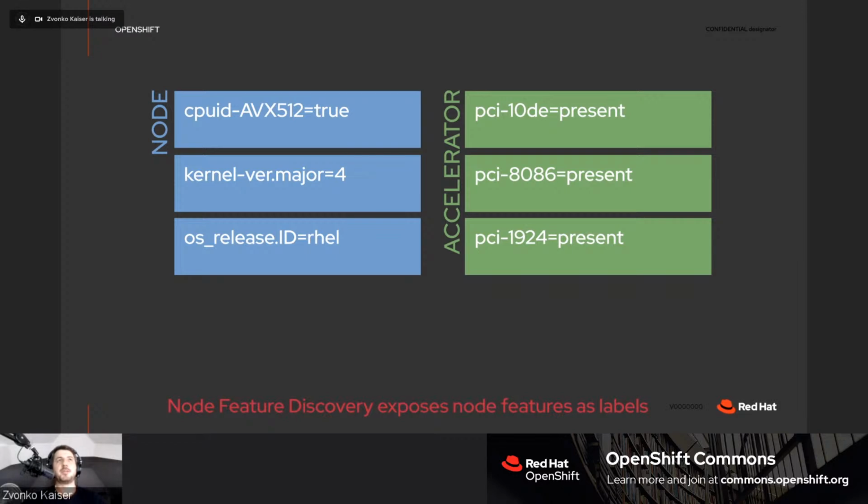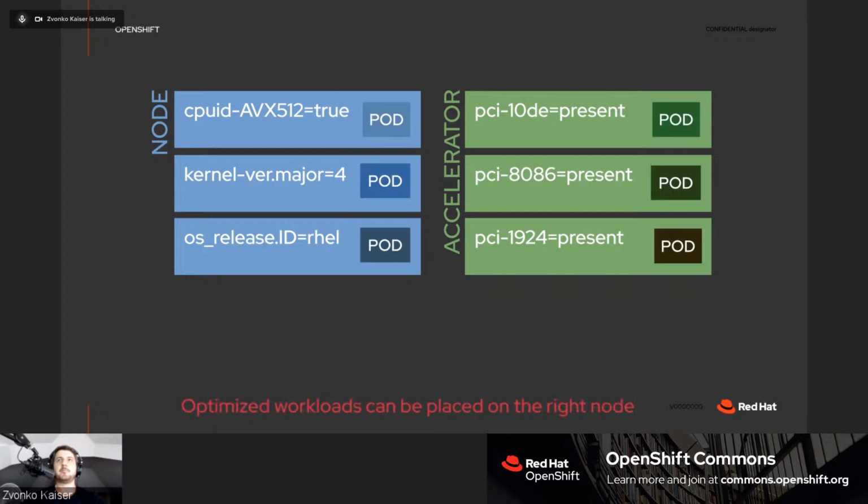We've written an operator for it, so it's available in OpenShift. And what Node Feature Discovery does is expose node features as labels. So we have labels for CPU flags, for the kernel, for operating system. And as you see on the right side, PCI 10DE. 10DE is the PCI vendor ID for NVIDIA. So we have now a label where we can steer, either with a node selector or pod affinities and anti-affinities, a pod to the right node.